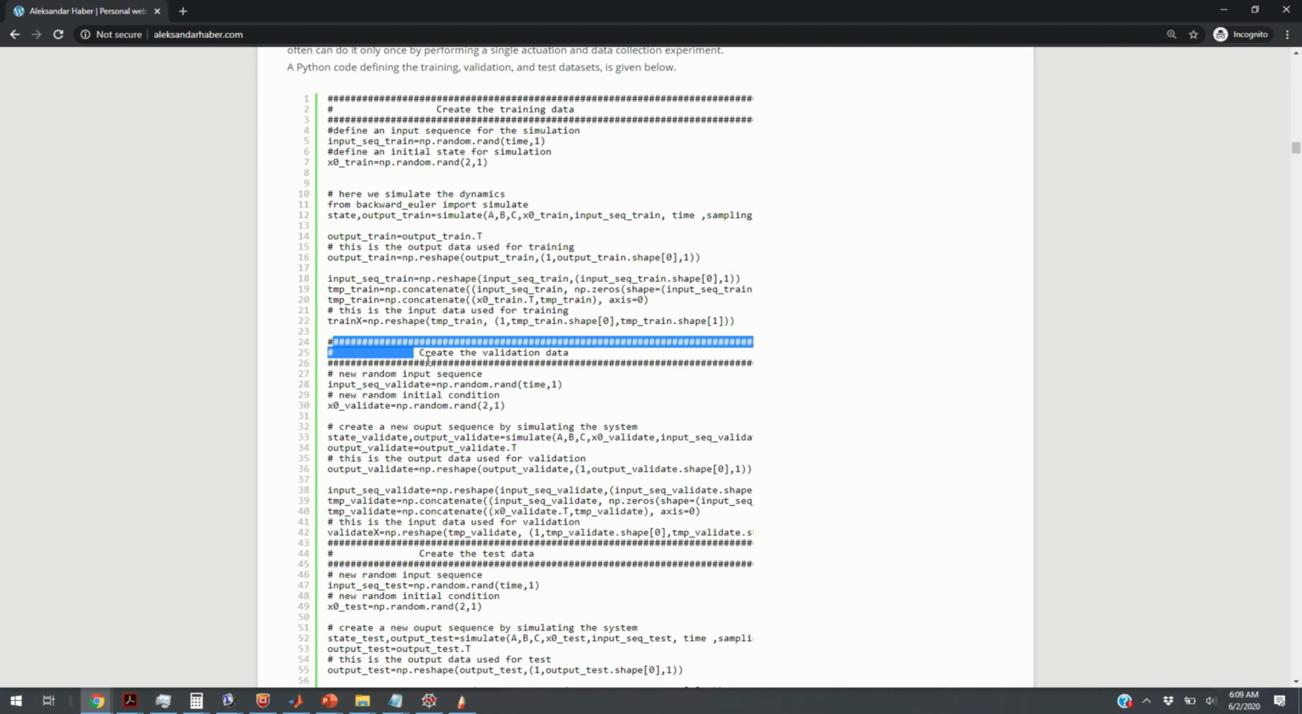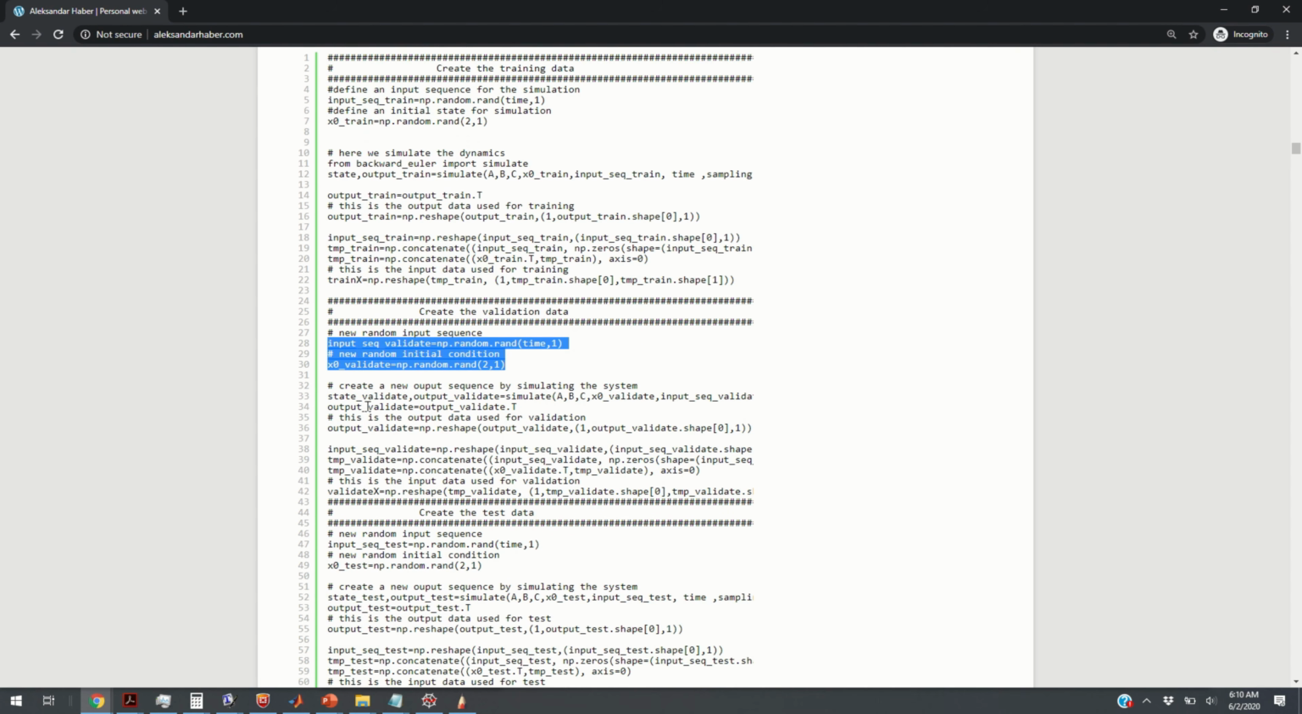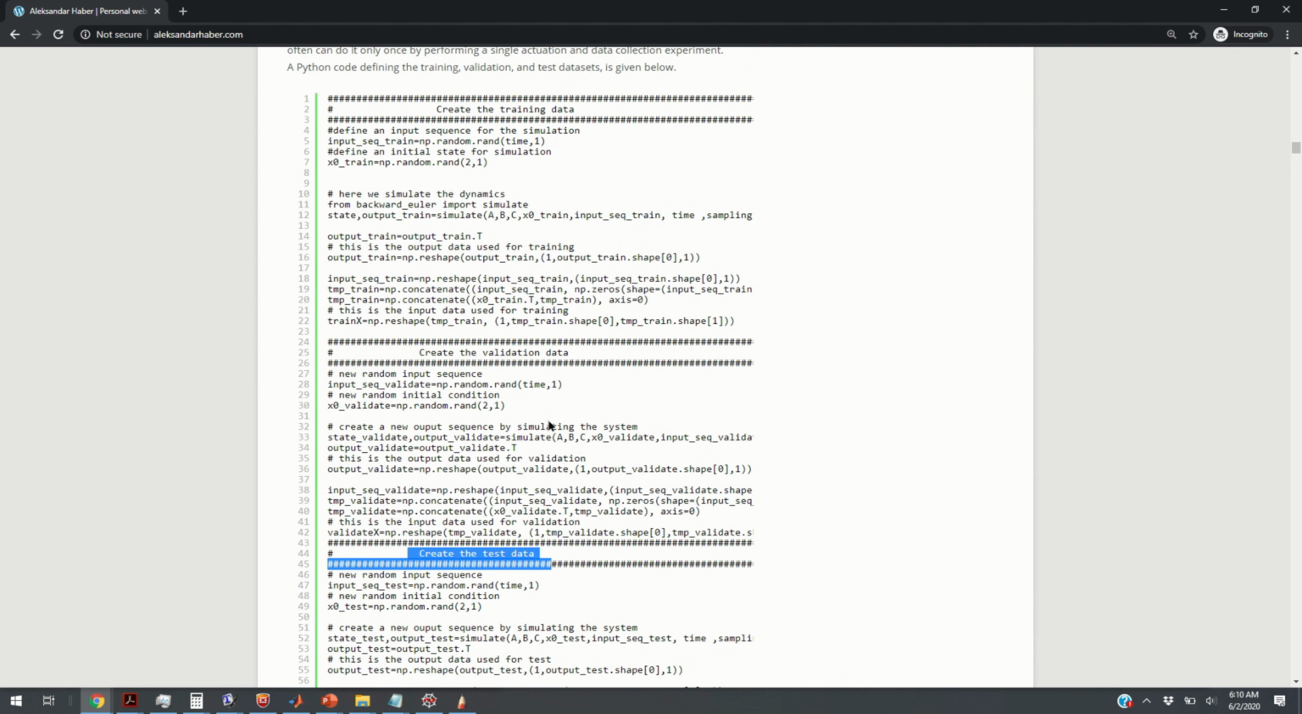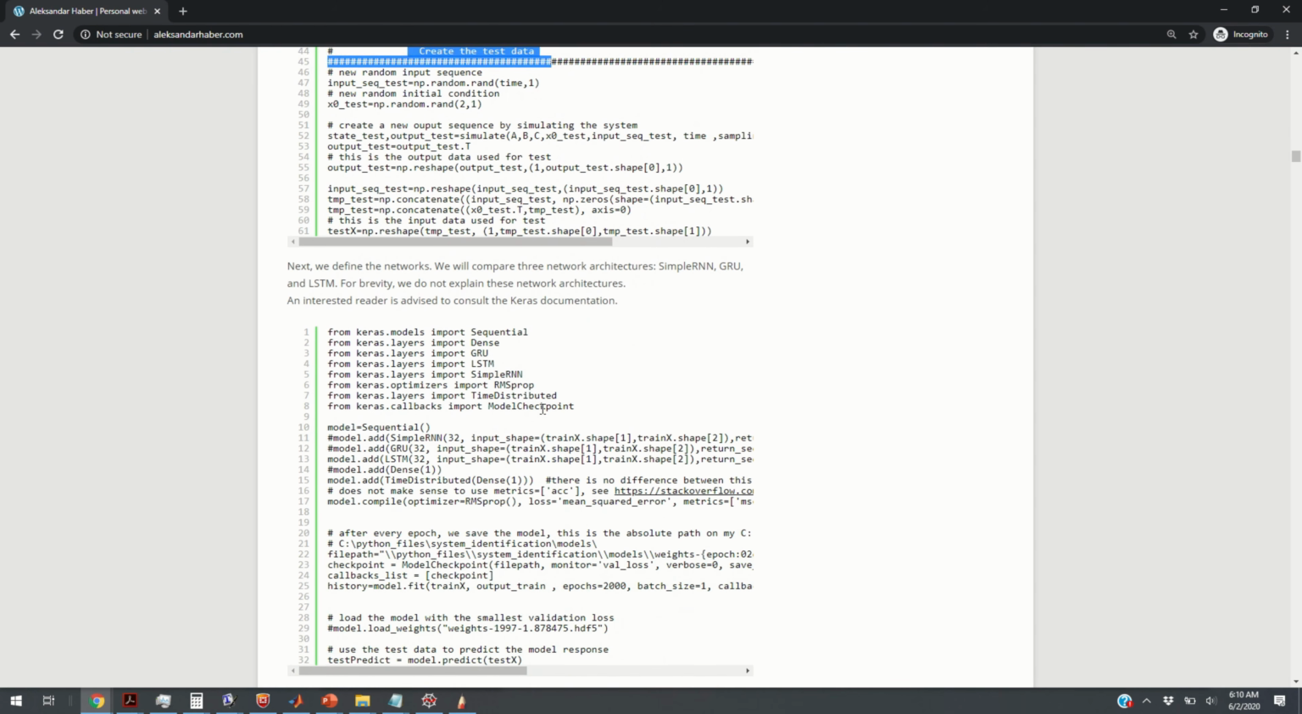Then we generate the validation data. Here's the validation data. We basically repeat the procedure. We just generate another random input signal and another random state. And we repeat for the third time, we create the test data. So we have 3 data sets: training data, validation data, and the test data.